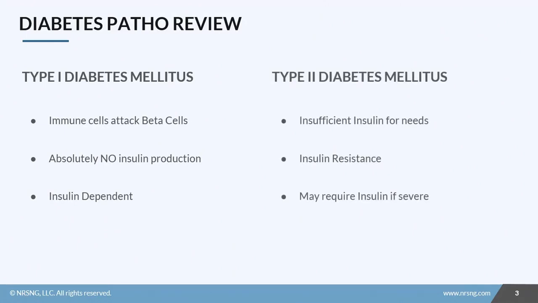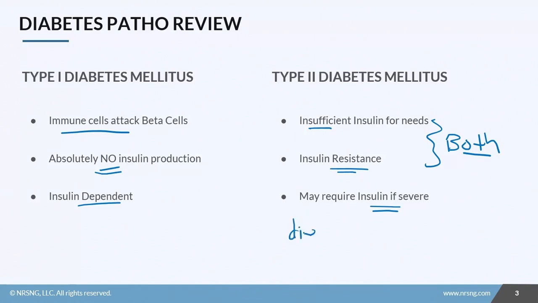So let's just quickly review patho. Remember that type 1 diabetes is when the immune system attacks and destroys all of the beta cells in the pancreas. The patient has absolutely no insulin production and is dependent on supplemental insulin. In type 2 diabetes, they either don't make enough insulin to meet their body's needs, or they've become resistant to the insulin they do have, or it could be both. So it's possible that these patients need insulin if it's severe enough. Usually they can be managed with either diet and exercise or oral anti-diabetics, which we'll talk about.